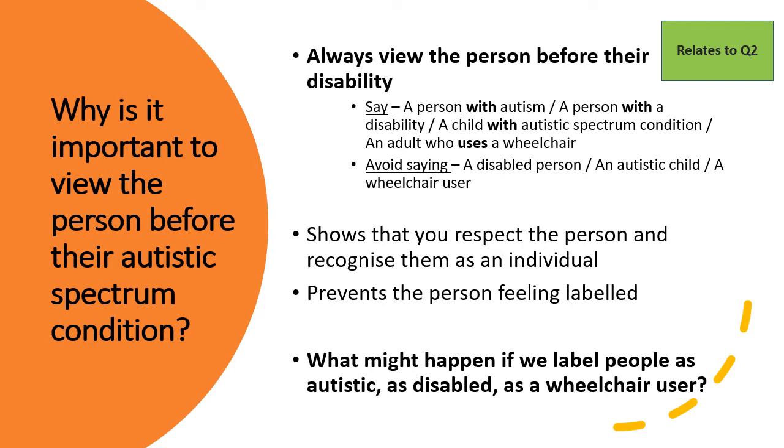And we're going to look at why it's important to view the person before their autistic spectrum condition. So always view the person before their disability. Say a person with autism, a person with a disability, a child with autistic spectrum condition, an adult who uses a wheelchair. It's really important to avoid saying a disabled person, an autistic child, a wheelchair user. It shows that you respect the person and recognise them as an individual, and it prevents the person feeling labelled.